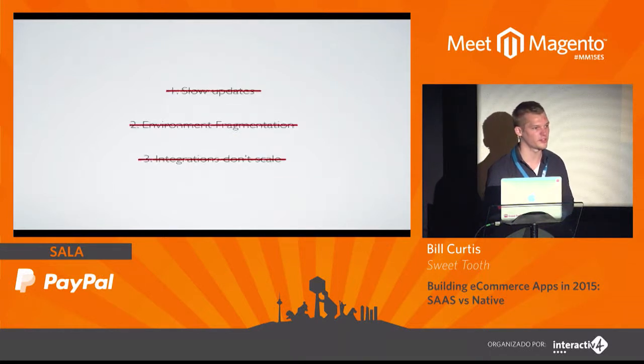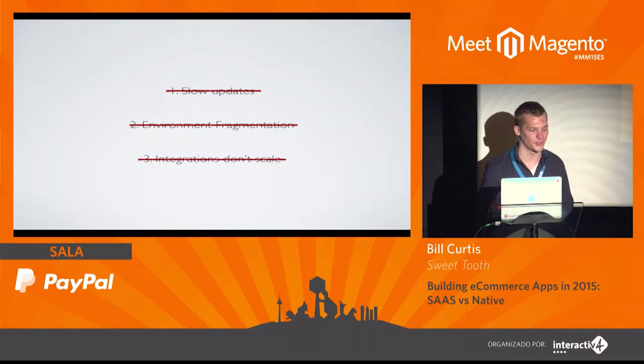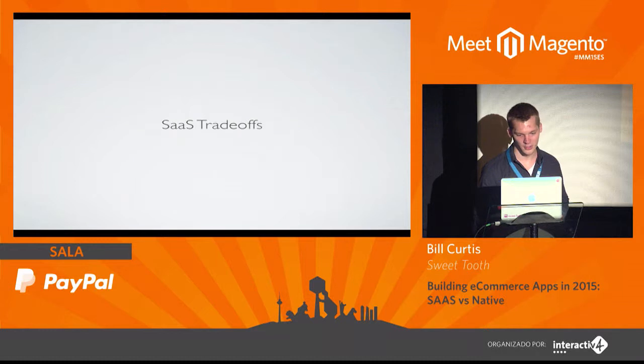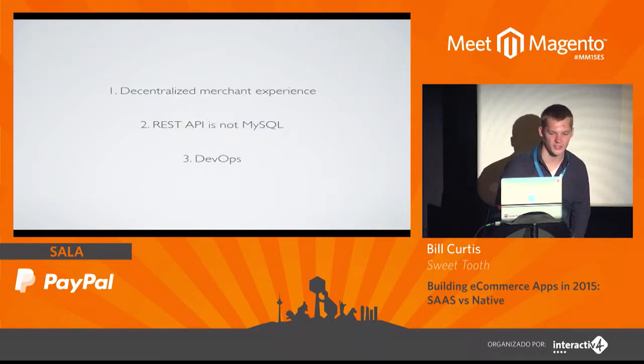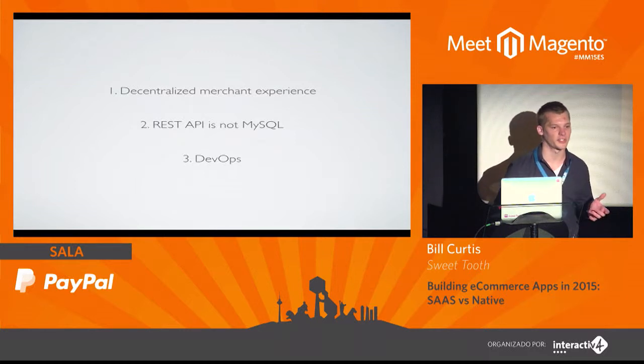Okay, so we've knocked these deployed software problems off the list. But as many of you may know, with any architecture decisions, there are always trade-offs. So let's talk about SaaS trade-offs real quick. There are three big ones that you have to watch out for. The first is a decentralization of the merchant experience.